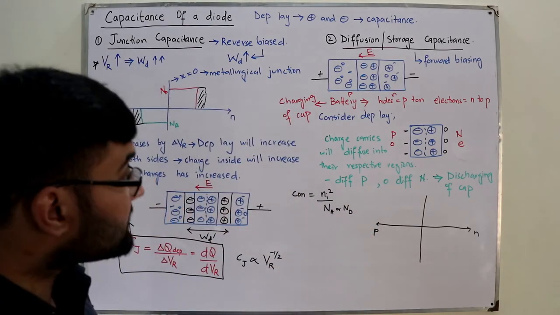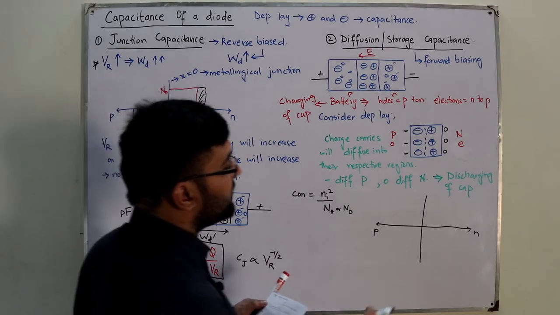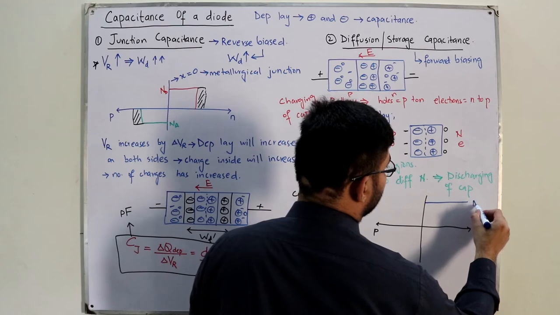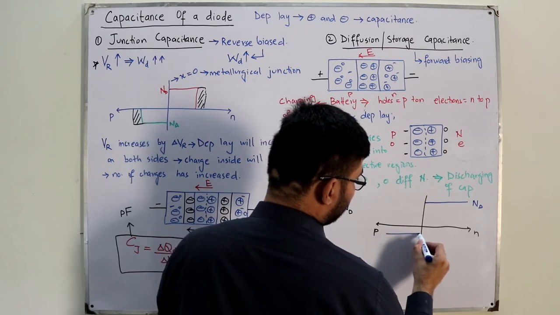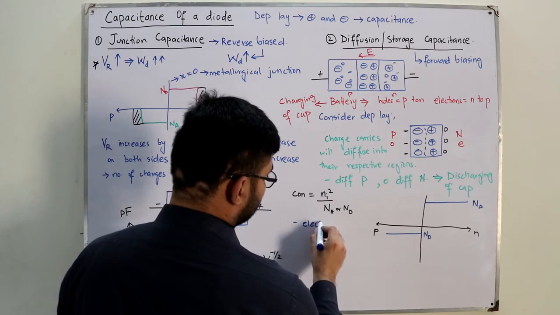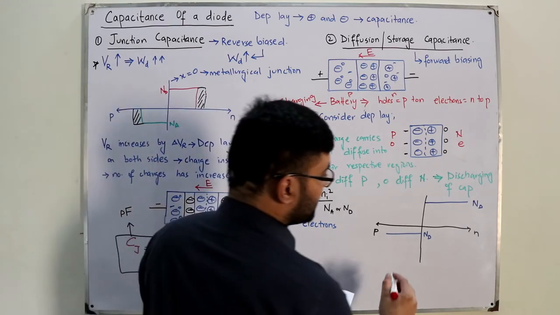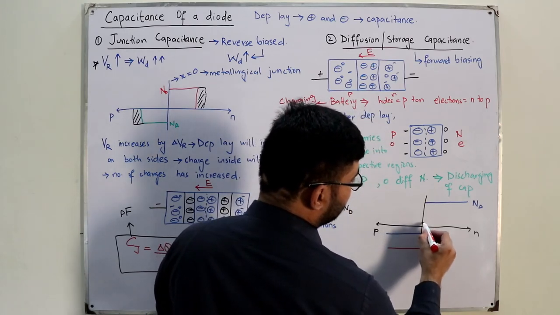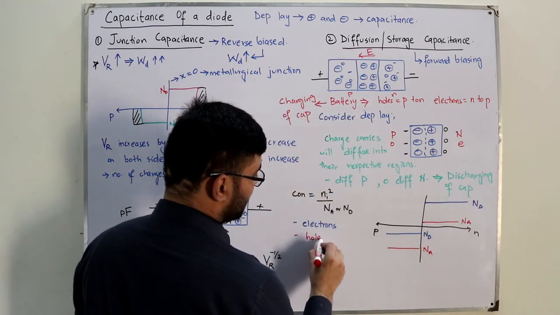Fine. So on the N side, you have what? You have the electrons in majority. So I would show over here the electrons in majority. So this is your ND, right? And similarly, you have it in minority on the P side. So this blue color is for electrons. Now let's say with the red color, the holes are in majority on the P side and they are in minority on the N side. So this red color is for the holes.